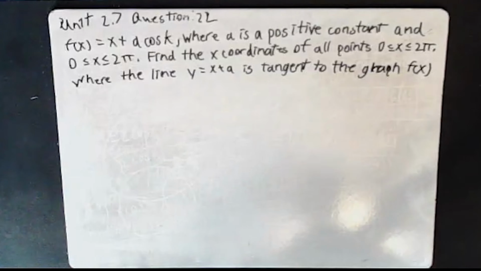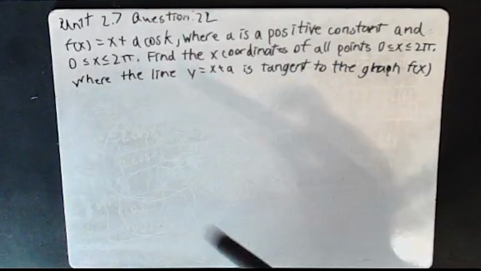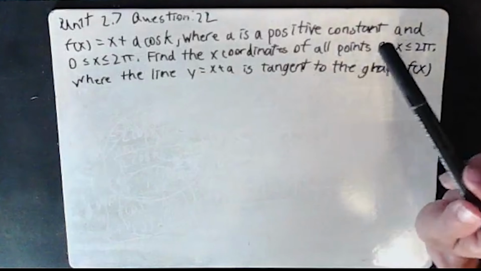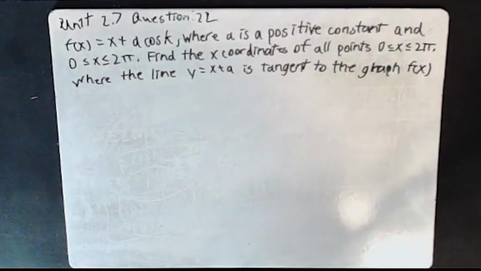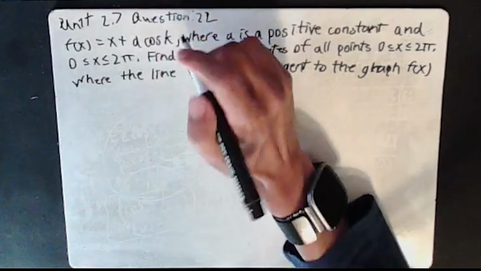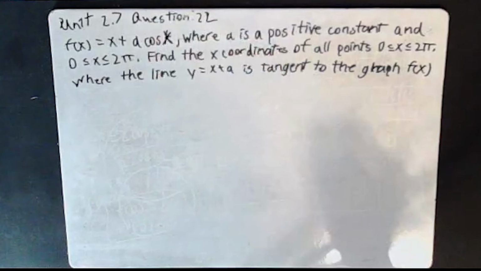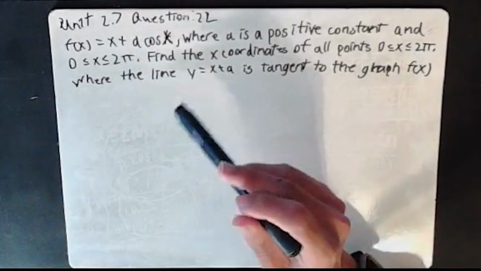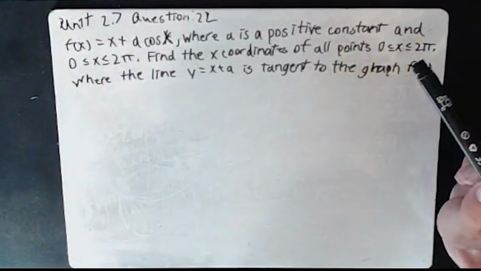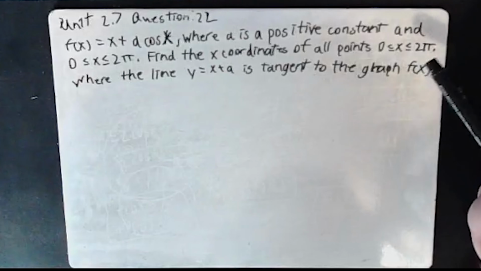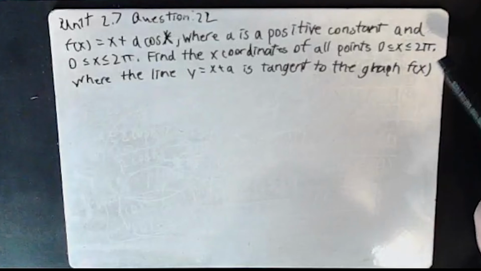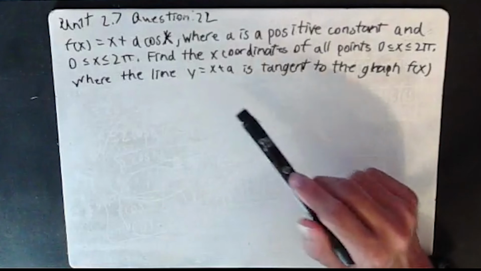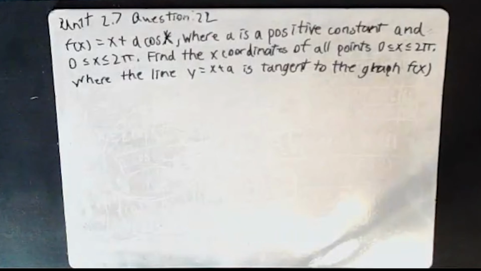This is Unit 2.7, question 22 from the test prep. F of x equals a cosine x, where a is a positive constant, and 0 is less than or equal to x, which is less than or equal to 2 pi. Find the x coordinates of all points, 0 is less than or equal to x, which is less than or equal to 2 pi, where the line y equals x plus a is tangent to the graph of f of x.